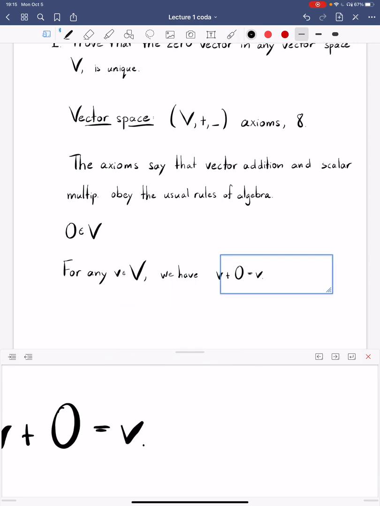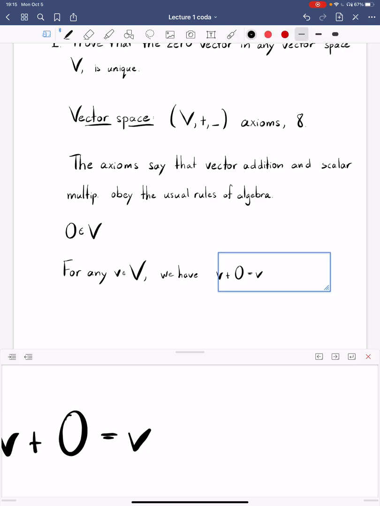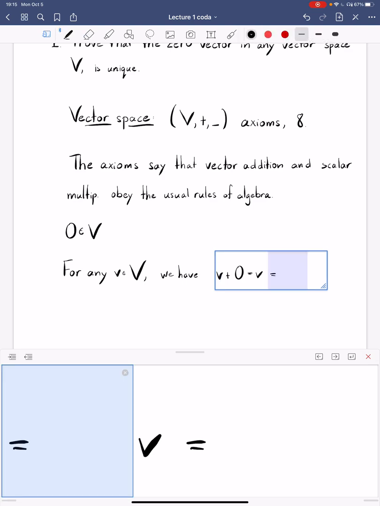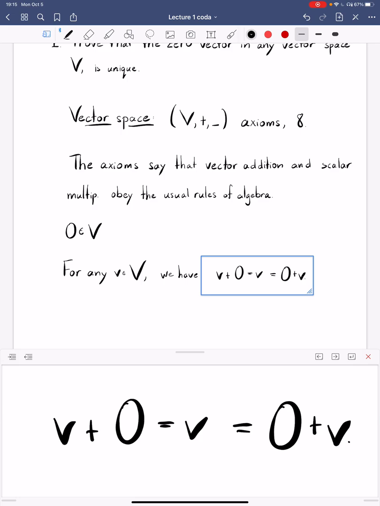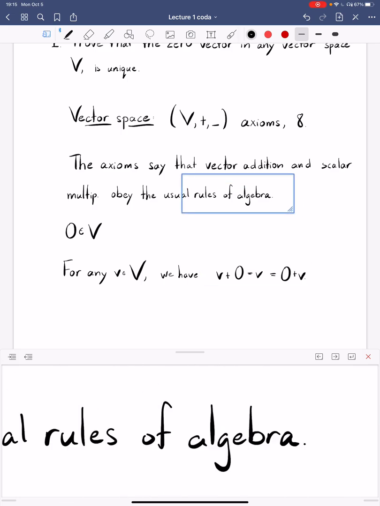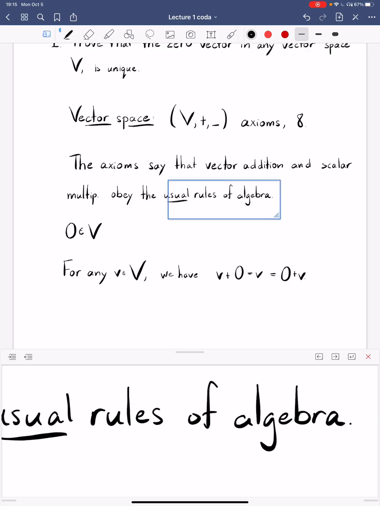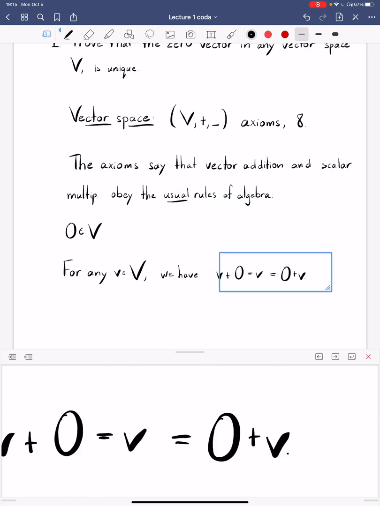And of course, I should say that you can write a second equation here, which is that instead of writing v plus 0, I can write 0 plus v. And these two things are the same, right? This v plus 0 and 0 plus v are the same. Indeed, one of the usual rules of algebra, of course, is that addition is commutative. It doesn't matter what order you add things up in.